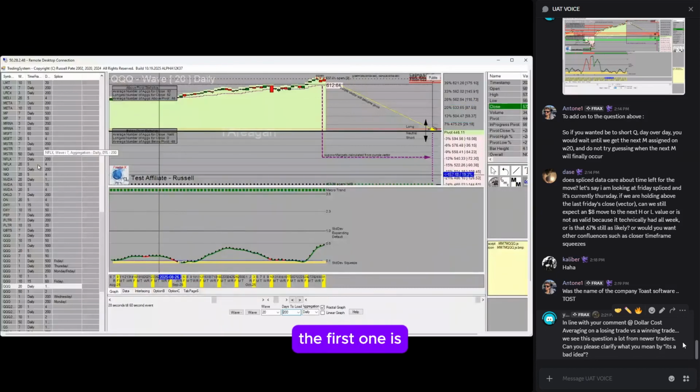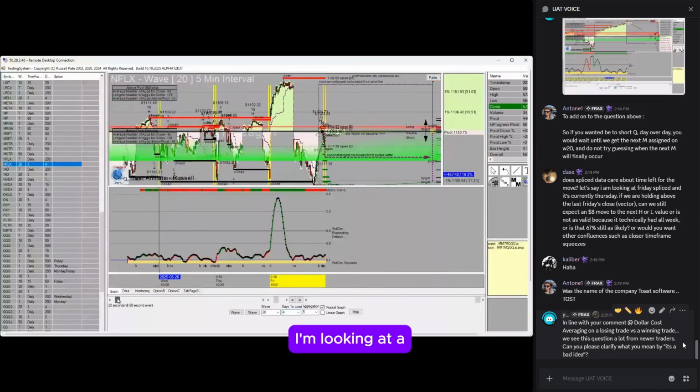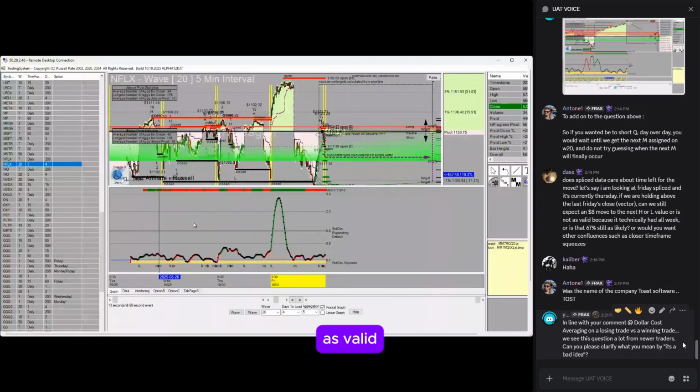The first one is, does splice data care about the time left for the move? Let's say I'm looking at a Friday splice. It's currently Thursday. If we are holding above last Friday's close, can we still expect an $8 move to the next H or L value? Or is it not as valid because it technically had all week? Or is that still 60%, or excuse me, 67% as likely, or would you want other confluences such as a closer time frame and squeezes?